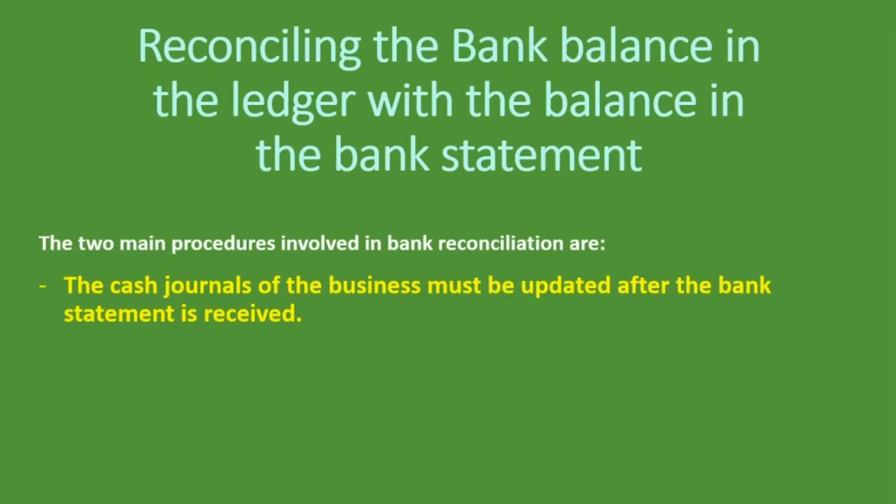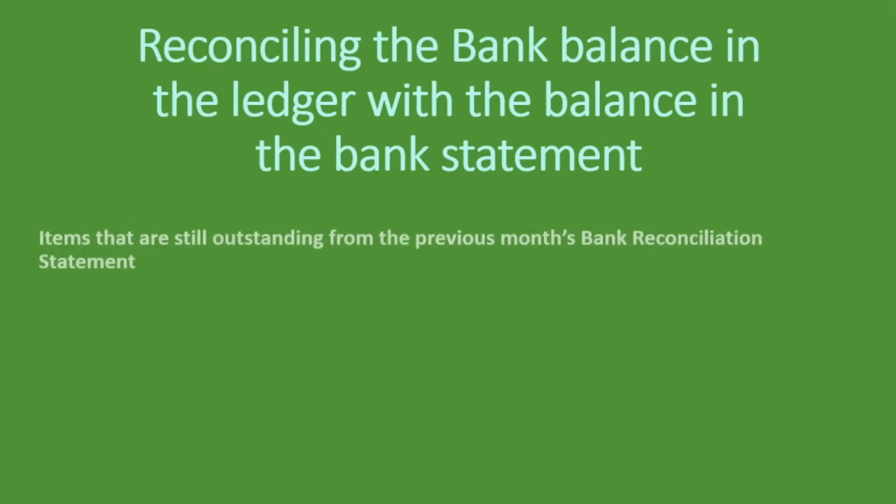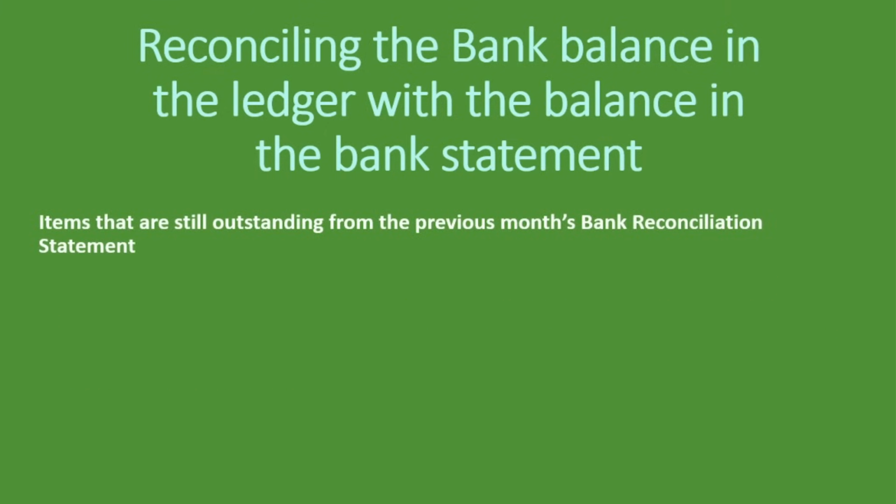So we look at the bank statement, compare it to our cash journals as well as the previous month's bank reconciliation statement, and we shall see when we go through this example. So you compare that and update our cash journals after we receive the bank statement. Transactions that the bank needs to attend to are recorded in the bank reconciliation statement. So whatever needs to be recorded in the bank statement, or whatever is missing in the bank statement, or whatever error may have been made in the bank statement, will be updated in the bank reconciliation statement. But whatever didn't appear in our books but appeared in the bank statement will need to be recorded in our books. So, items that are still outstanding from the previous month's bank reconciliation statement.